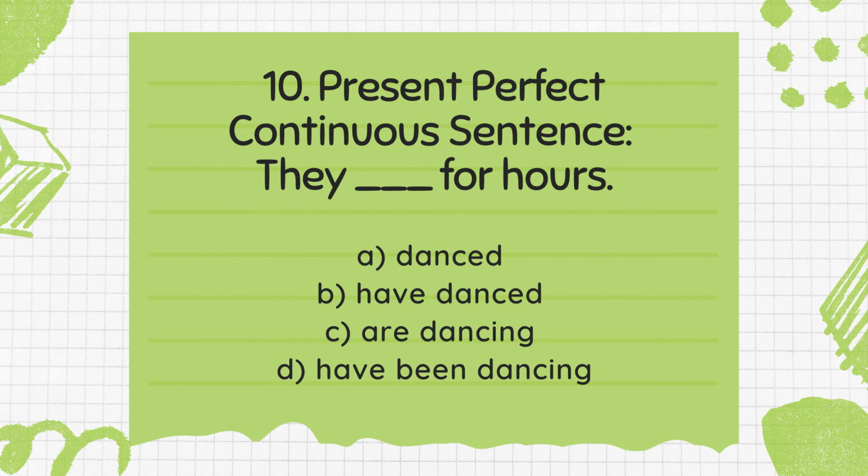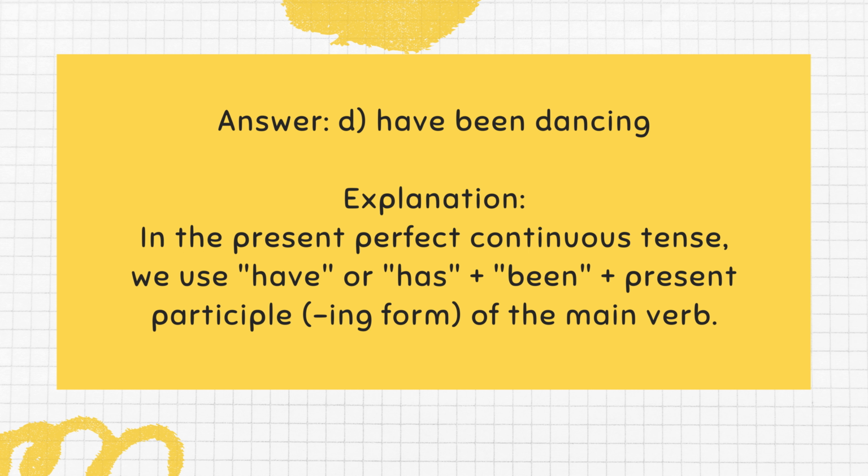10. Present perfect continuous sentence. They, for hours. A, danced. B, have danced. C, are dancing. D, have been dancing. The answer is D, have been dancing.